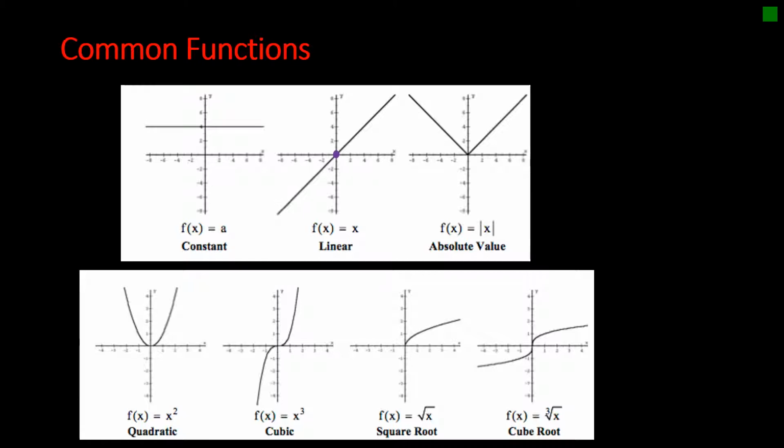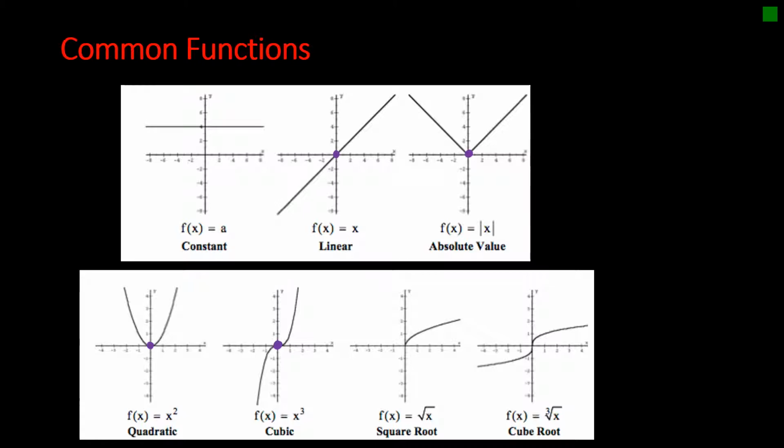F of x equals the absolute value of x. It's the shape V. Here, 0, 0 is a very important point there. It's the lowest point on that graph. F of x equals x squared is a quadratic function. Again, 0, 0 is a very important point. It's the lowest point on that function.